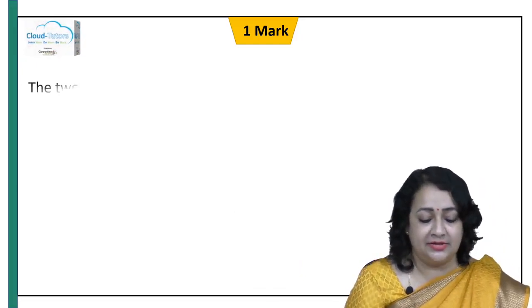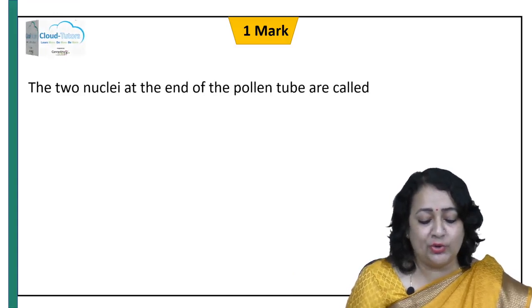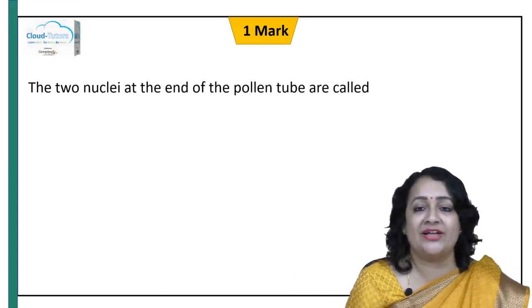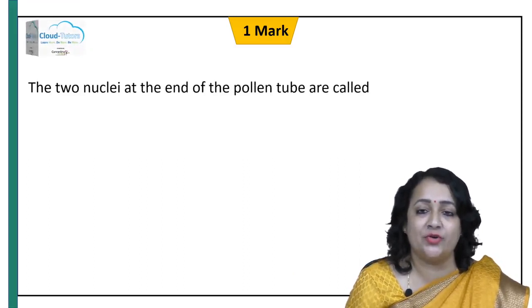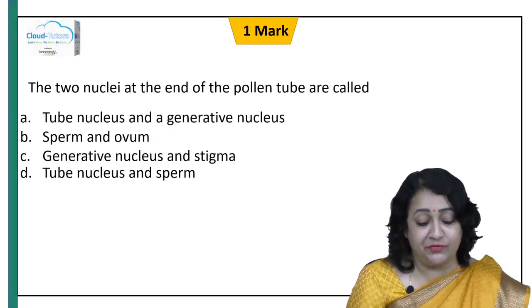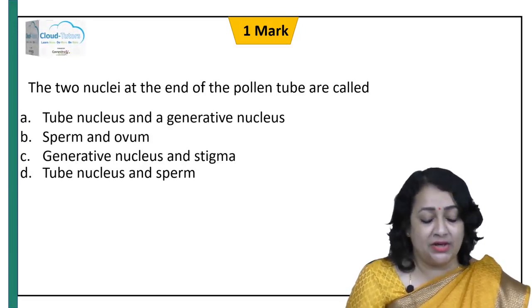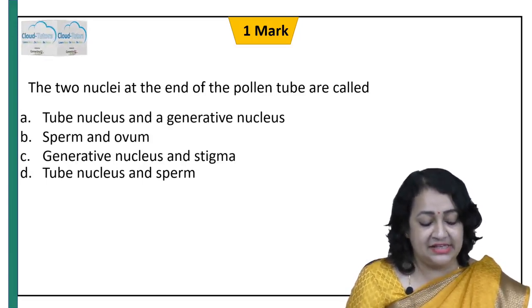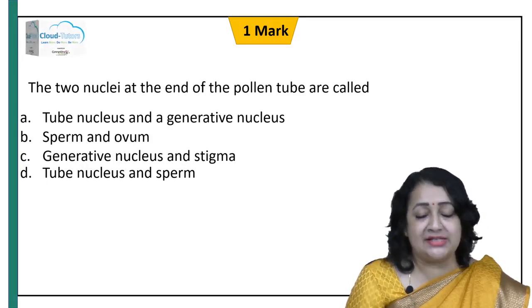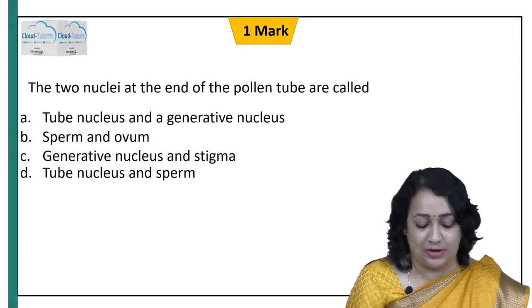Next question. Two nuclei at the end of the pollen tube are called. What are these nuclei present at the end of the pollen tube called? A, tube nucleus and generative nucleus. B, sperm and ovum. C, generative nucleus and stigma. D, tube nucleus and sperm. So what is it called?